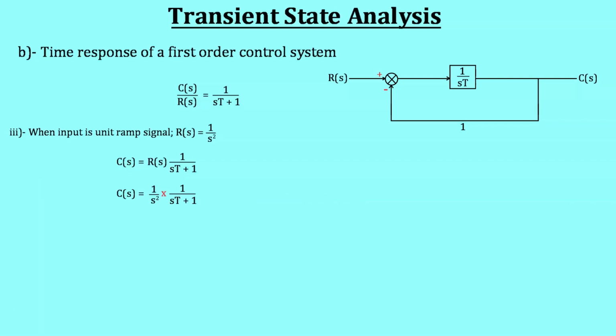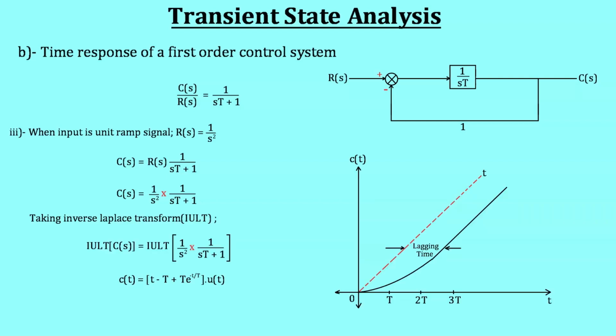Now let us see the last case, in which the input is a unit ramp signal. By following the same method, we can simply find the value of the output response, which will come out to be equal to t minus time constant plus time constant multiplied by Euler's constant raised to the exponential minus t divided by time constant, the whole being multiplied by the unit step signal.